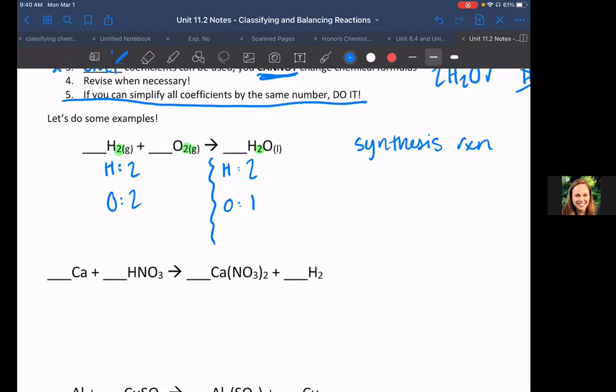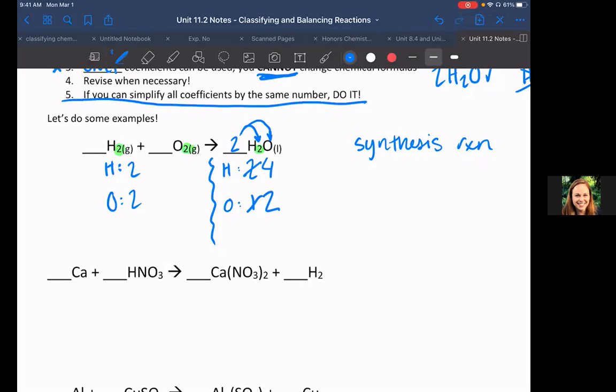Now, the difference here, hydrogens are even, but our oxygens are not even. And so what we have to do is put a 2 in front of H2O, because this is the species that contains our uneven oxygens. Now, you have to multiply that coefficient by everything that's in that species. So 2 times 2 is 4, and then 2 times 1 is just 2. So these are our new totals.